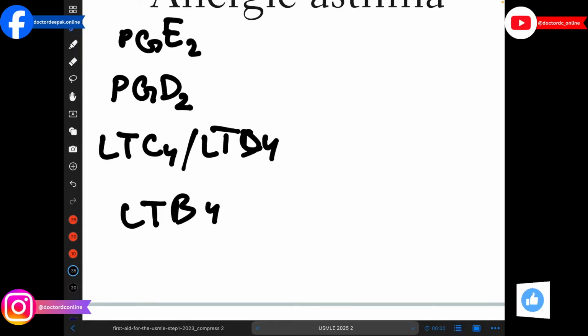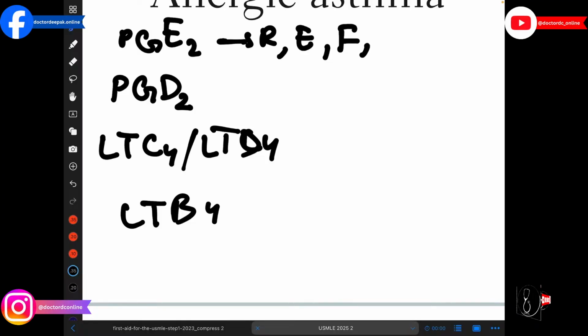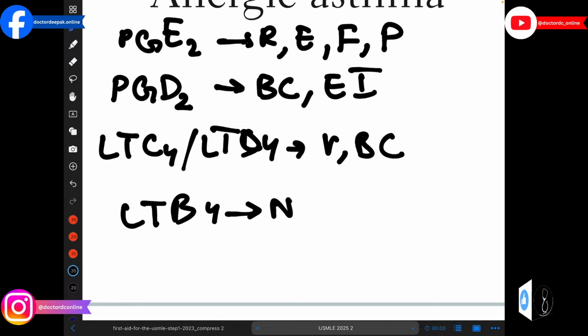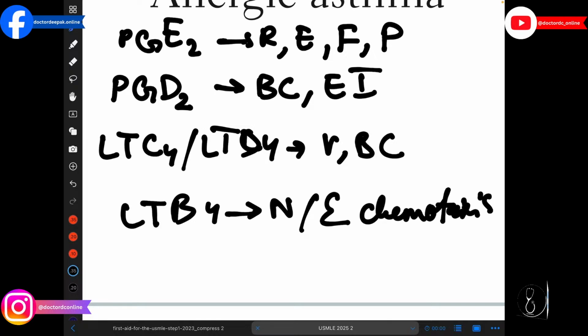What do you guys know? Prostaglandin E2 causes redness by vasodilation, edema by increasing permeability, fever by acting on the hypothalamus, and pain by acting on the nerves. Prostaglandin D2 causes bronchoconstriction and eosinophilic infiltration, and leukotrienes cause vasodilation and bronchoconstriction. Also, leukotriene B4 causes neutrophil and eosinophil chemotaxis. Those are the mediators and their effects.